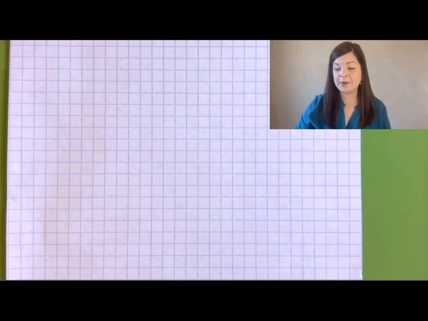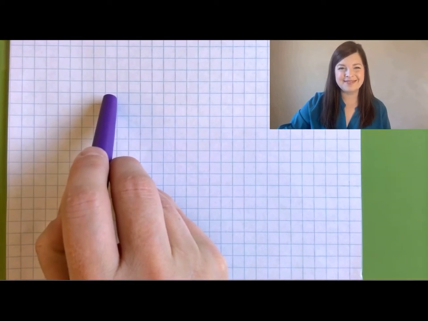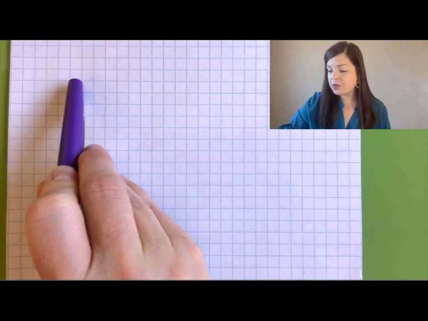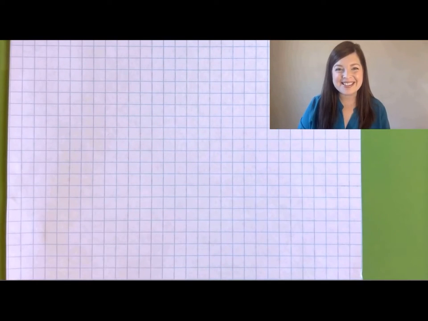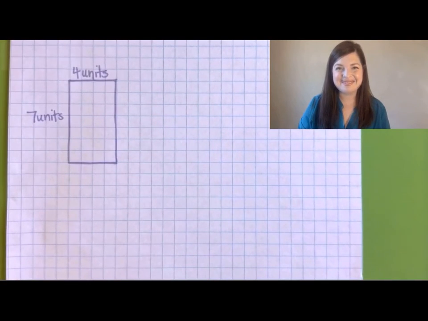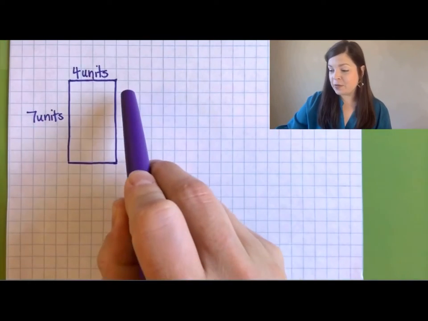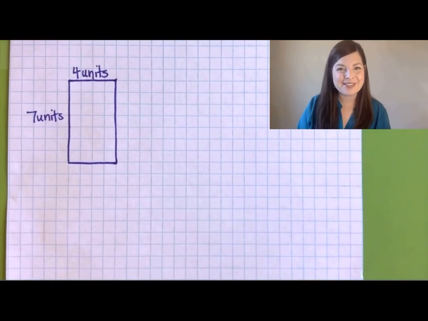On our grid paper, each square represents 1 unit. Pause the video and draw a rectangle that's 4 units wide and 7 units long and label the side lengths. Welcome back. Does your rectangle look like mine? You may have also drawn your rectangle going the other way. So 4 units going down and 7 units across, and that would be okay too.